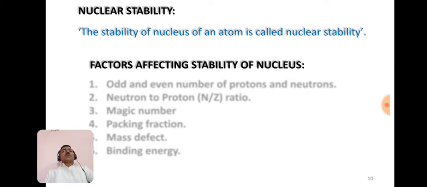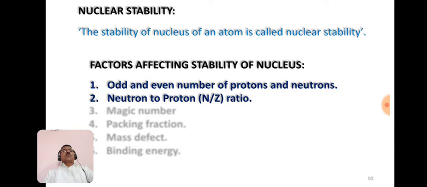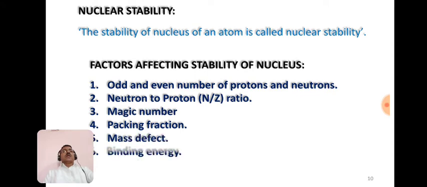So see here the factors affecting stability of nucleus. There are 6 factors in our syllabus. First one is the odd and even number of protons and neutrons, that affects the stability of nucleus. Then neutron to proton ratio, that also affects the stability of nucleus. Then magic number, which affects the stability of nucleus. Packing fraction, mass defect and binding energy. So these are the important points or the factors that affect the stability of nucleus.